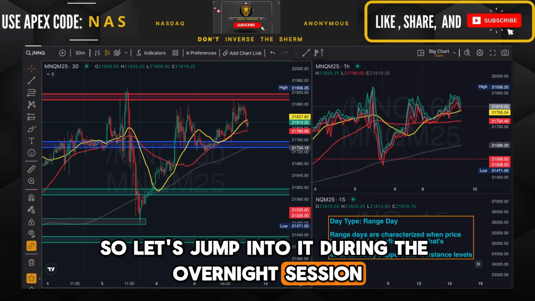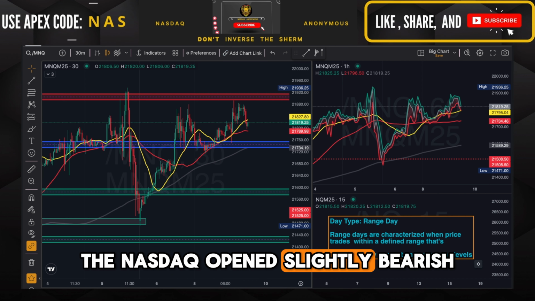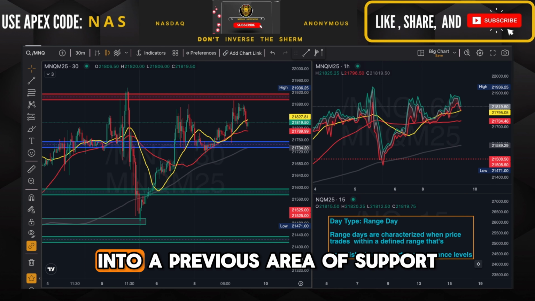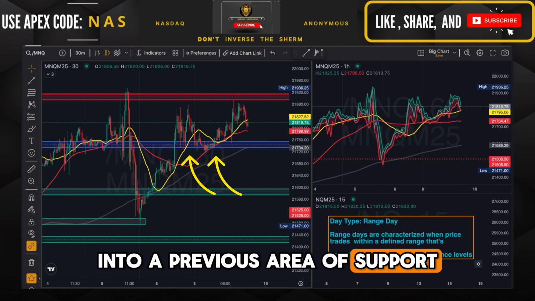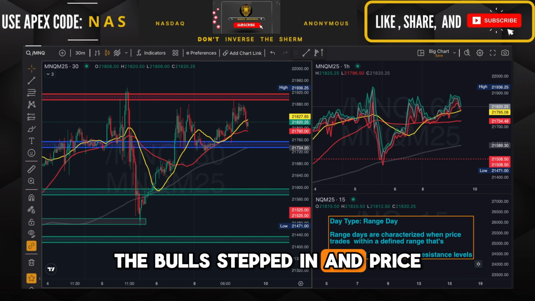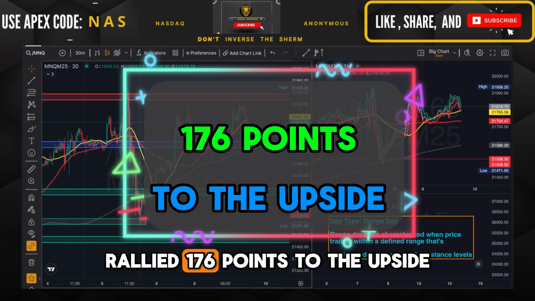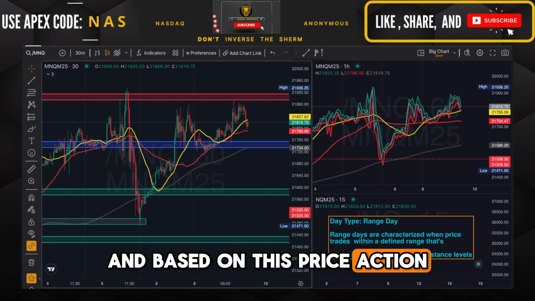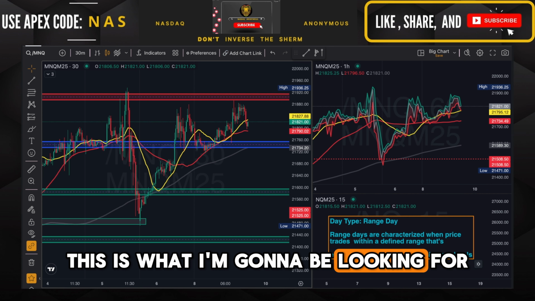During the overnight session, the Nasdaq opened slightly bearish and traded 105 points to the downside into a previous area of support. However, once the bears failed to rotate price lower, the bulls stepped in and price rallied 176 points to the upside, seeing a 96-point rejection going into the close of the session. And based on this price action, this is what I'm going to be looking for.